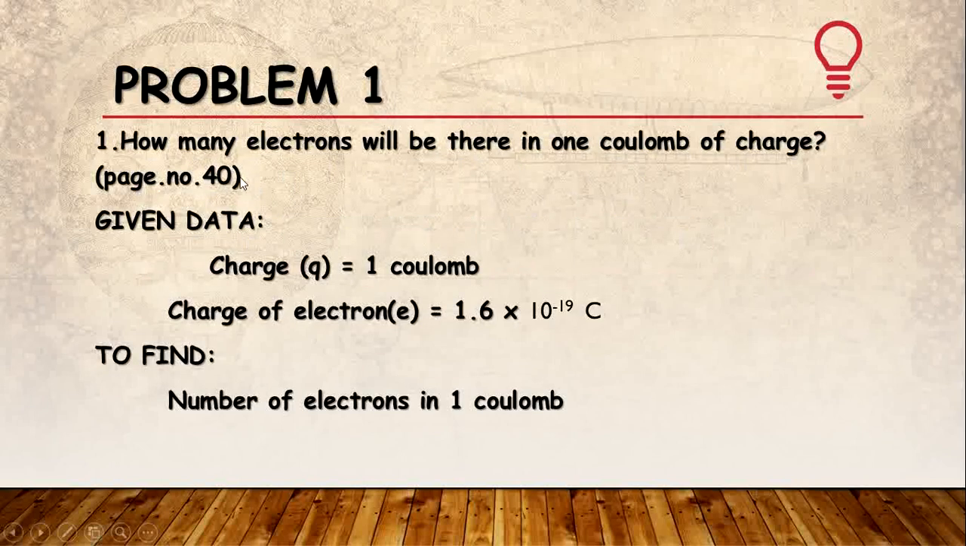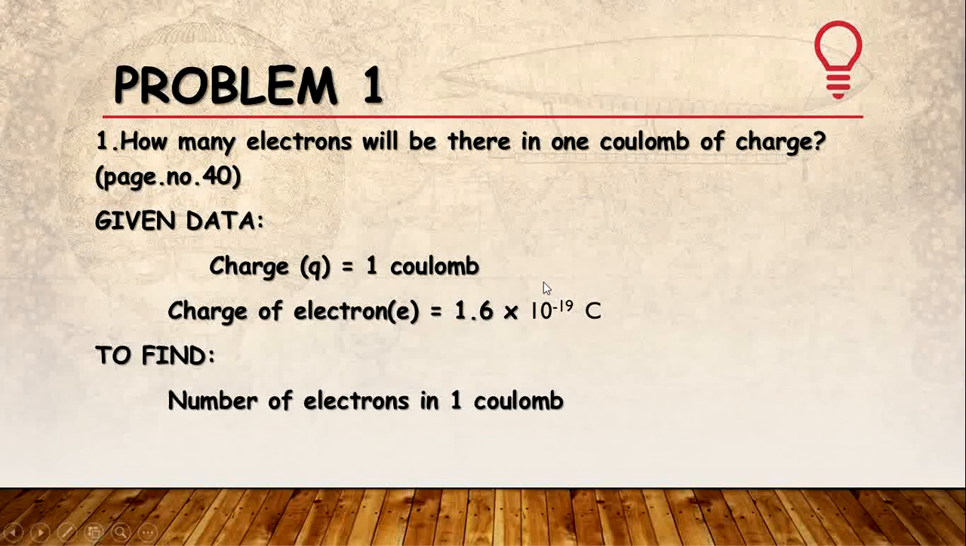Page number 40, Problem 1. How many electrons will be there in 1 coulomb of charge? We have to find out the number of electrons in 1 coulomb. Given data, charge Q is equal to 1 coulomb. Charge of electron e is equal to 1.6 into 10 power minus 19 coulomb.